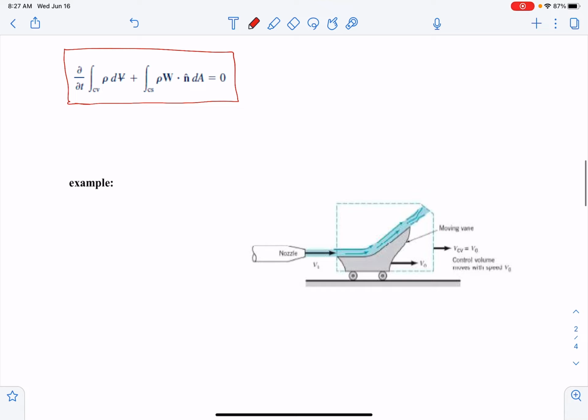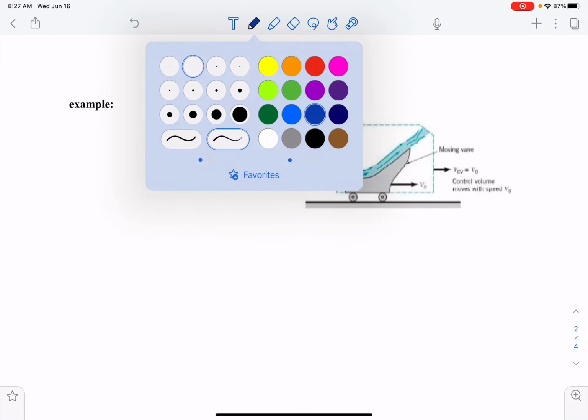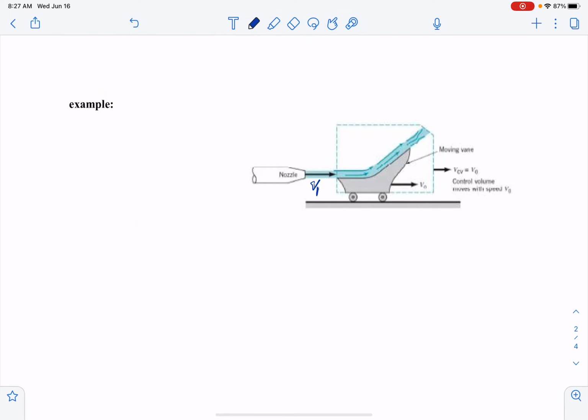And let's show it through this example. So we have a moving vane right here, and there is a nozzle where the flow comes out of the nozzle going to the moving vane, right? So we have V1 right here, which is the velocity coming into the control volume, and the vane is moving with velocity of V0, right?